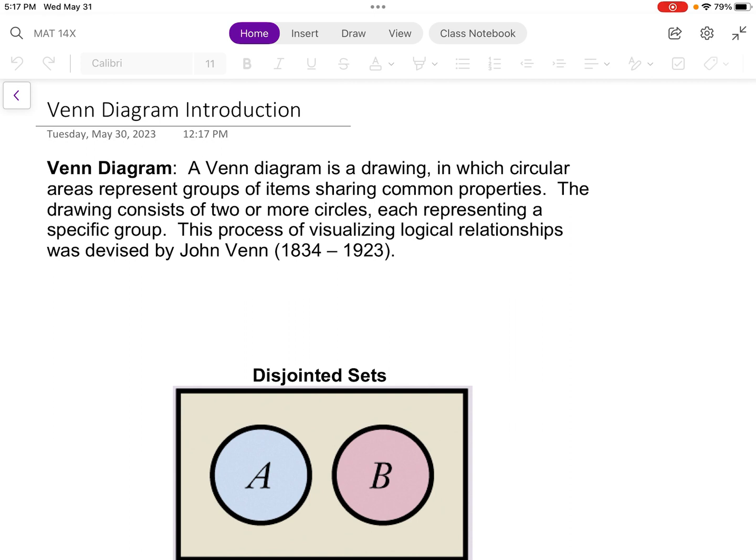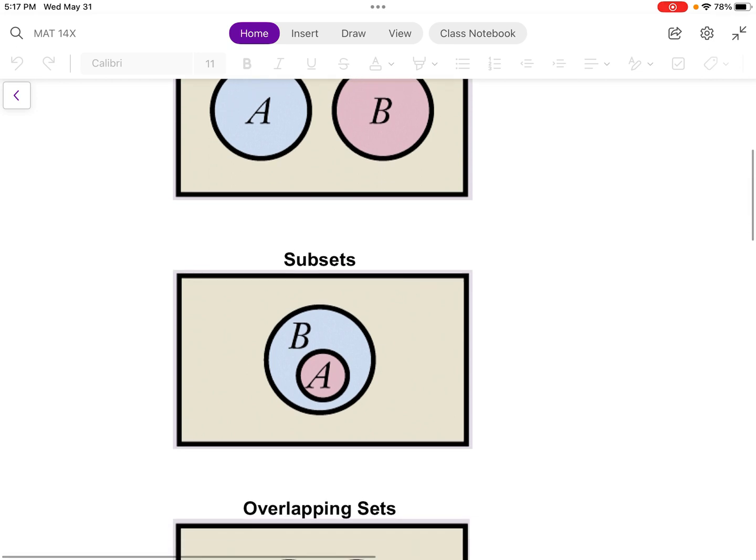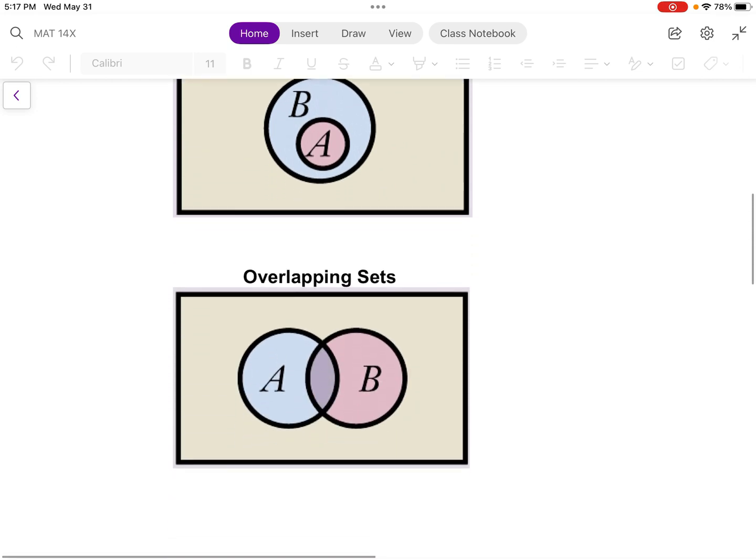Sometimes you'll see them where actual characteristics are listed out. And how we'll primarily use them in this class is as if you were recording survey responses where you might fill in numbers of people that belong to certain groups. So before we dive into more specific examples, we're just generally going to talk about how groups of things could relate to each other. So we have three different ways. We have disjointed sets, subsets, and then overlapping sets.